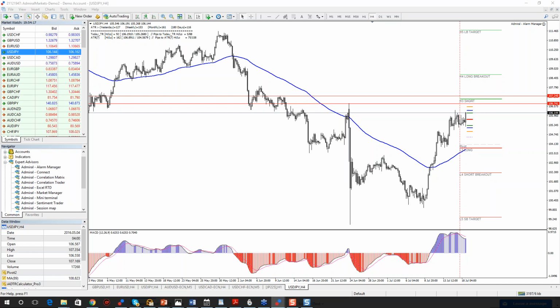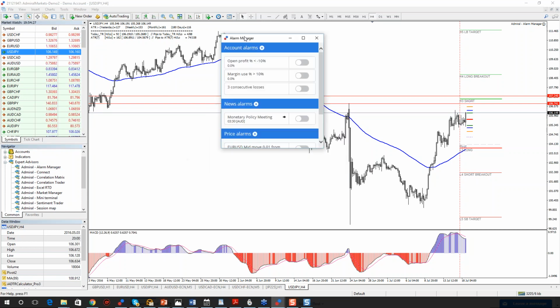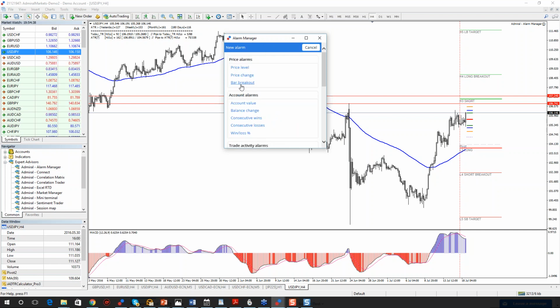Well, MACD, YouTube. Ah, before the alarm. Okay, guys, for alarms, go like this. Here, you see account alarms. And you can always add an alarm. If you see a breakout, you can add it to a breakout alarm. So just use it like this. See price level, price change. That is for breakouts. So you can effectively try to trade breakouts with alarms.